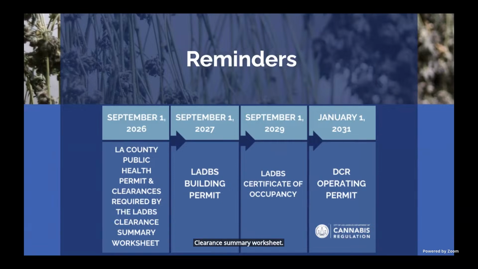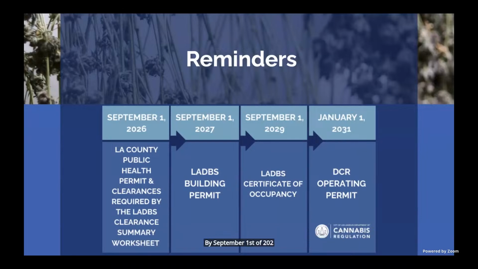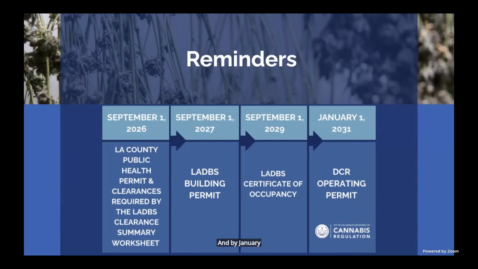By September 1st of 2027, you're going to need to demonstrate that you have your necessary building and safety building permit. By September 1st of 2029, you will need to provide a certificate of occupancy that covers the activities that are authorized on your record. And by January 1st of 2031, you have to have received your operating permit, or you will have to cease operations until you meet the requirements to be issued an operating permit.